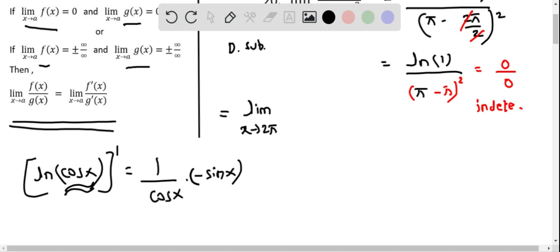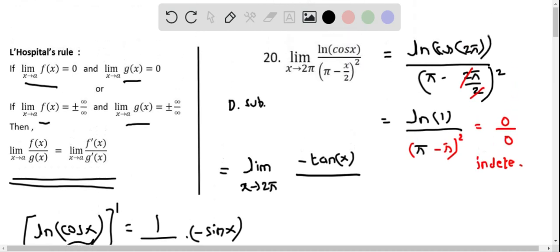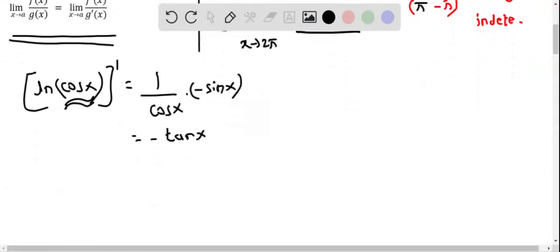So basically this is negative tan x. So I can write down negative of tangent of x over, and then we have to find the derivative of (pi minus x by 2) quantity squared, the derivative.